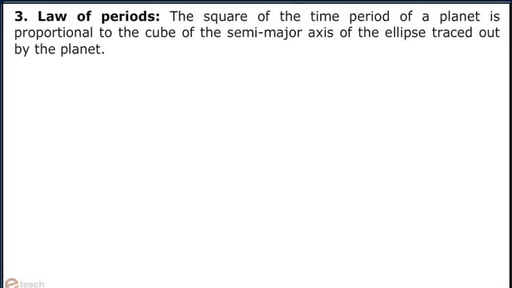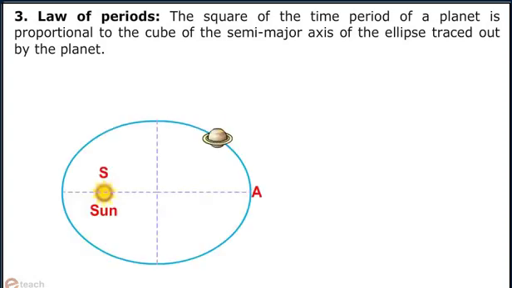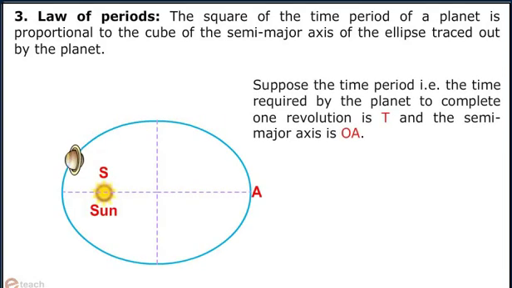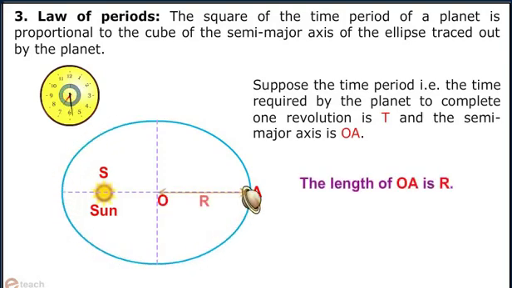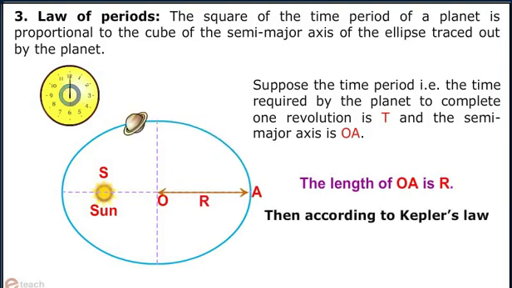Third, the law of periods. The square of the time period of a planet is proportional to the cube of the semi-major axis of the ellipse traced by the planet. Suppose the time interval, that is, the time required by the planet to complete one revolution, is T and the semi-major axis is OA. The length of OA is r. Then according to Kepler's law, T square is proportional to OA cube, that is, T square is proportional to r cube.